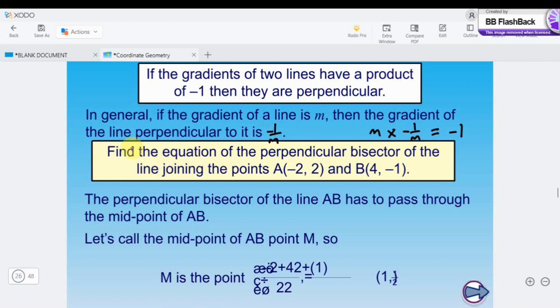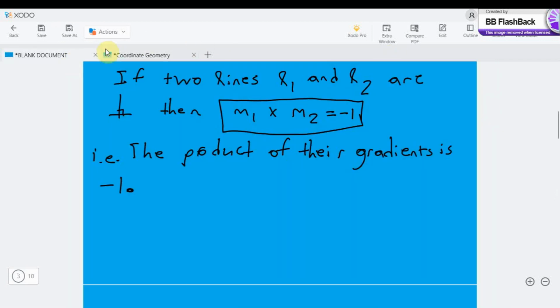So here's an example here. It says, find the equation of the perpendicular bisector of the line joining A, -2, 2 and B, which is 4, 1. So I'm going to copy this and we're going to do it somewhere separate. Ignore the little mark in there. We're going to go to the blank screen.